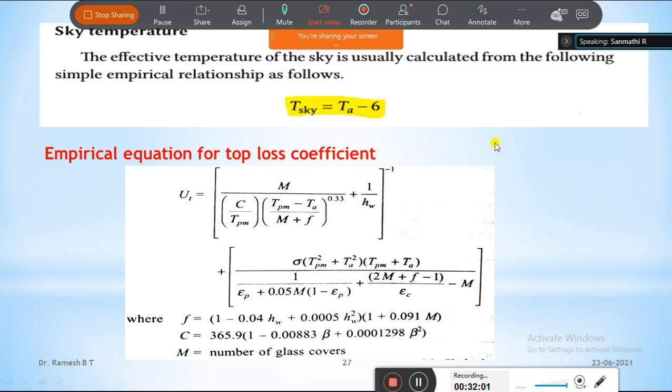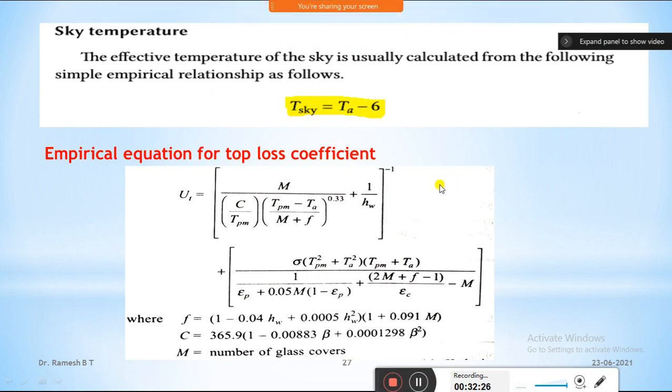Yes, and the last in that equation is T sky. T sky in the equation is given by T sky equals TA minus 6. It is a standard equation. T sky, the temperature of the sky, is equal to the temperature of the atmosphere minus 6. Whatever the atmospheric temperature is, minus 6 degrees gives the T sky temperature.